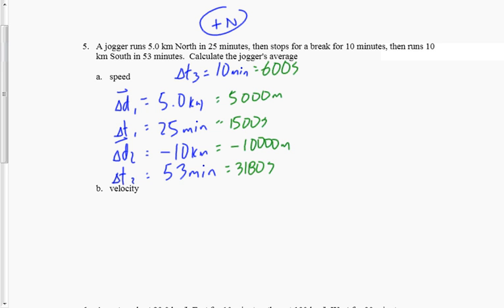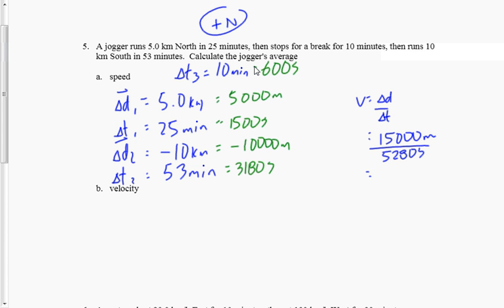So now when we want to find the average speed, we're going to go distance over time again, but the distance we're going to list in meters. It's going to be 15,000 meters. We're not paying any attention to the negative in front of the 10,000. Divided by the time here, what would it be? 600 plus 1,500 plus 3,180. Ends up giving me 5,280 seconds. 15,000 divided by 5,280 ends up giving me 2.84 meters per second.